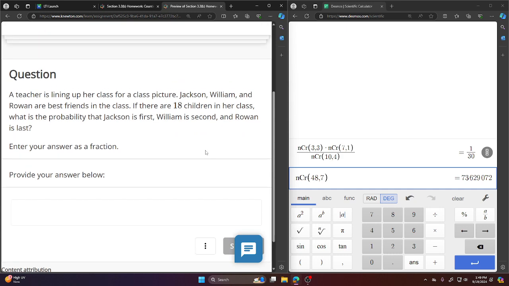Look, was this one of the 4 questions that we had last time? No. Does it look like the other ones? No. A teacher is lining up her class for a picture. Jackson, William, and Rowan are best friends. And if there's 18 people in class, what's the probability of them being first, second, and last? Okay, hold up for a second. I was just trying to delay the inevitable because I really don't want to do this problem.